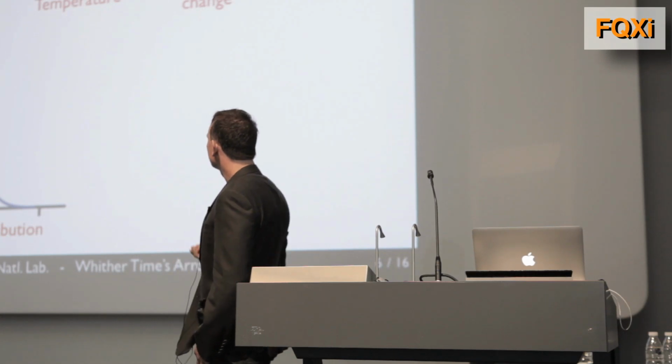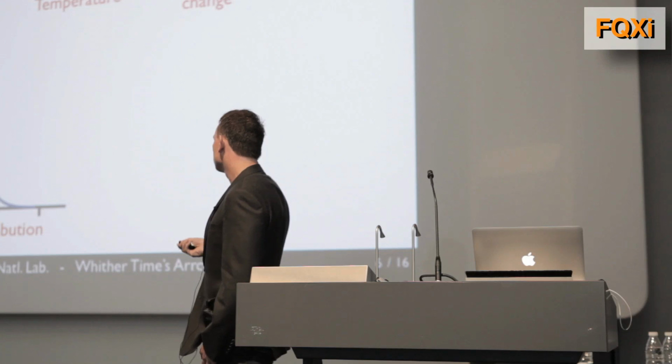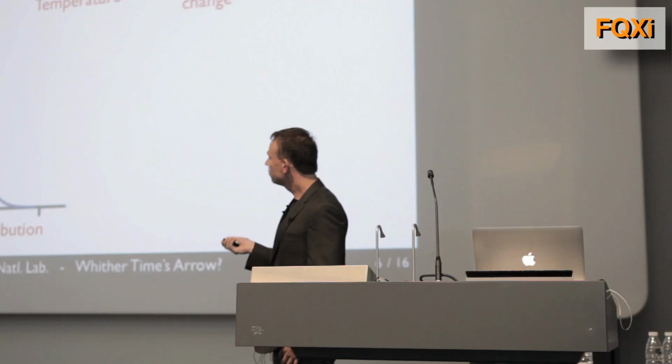And so we have a distribution of works. Here's the average work. Here's the free energy change. The average work is larger than the free energy change. But if we take this average of this whole distribution, we actually get out the free energy change.